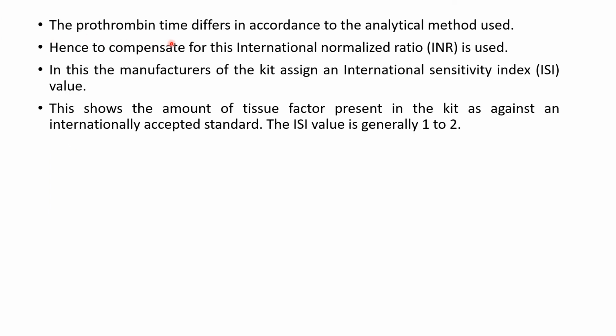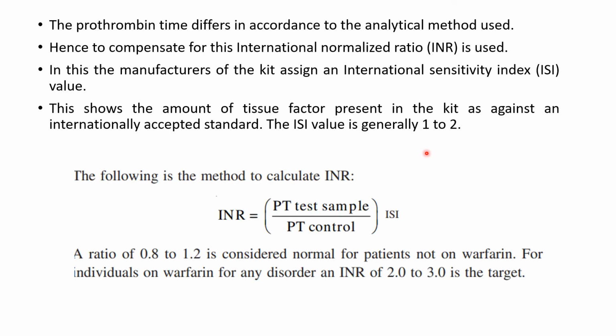The prothrombin time differs in accordance with the analytical method that is used. Hence, to compensate for this, the international normalized ratio is used. In this, the manufacturers of the kit assign an international sensitivity index value. This shows the amount of tissue factor present in the kit as against an internationally accepted standard. The ISI value is generally 1 to 2.